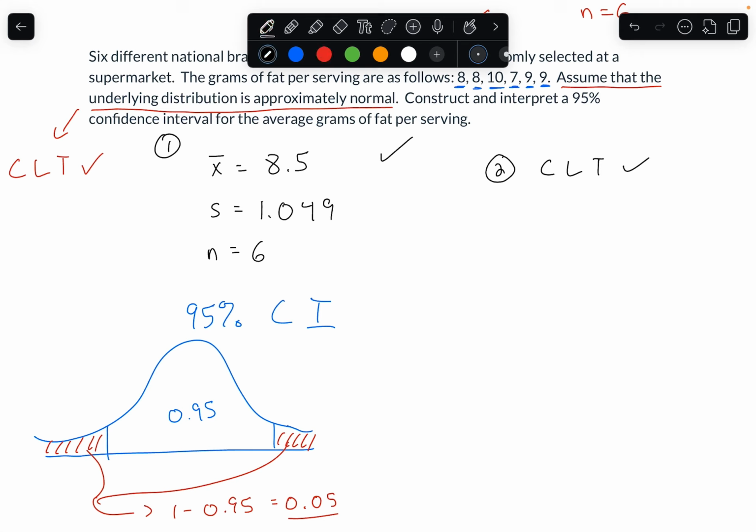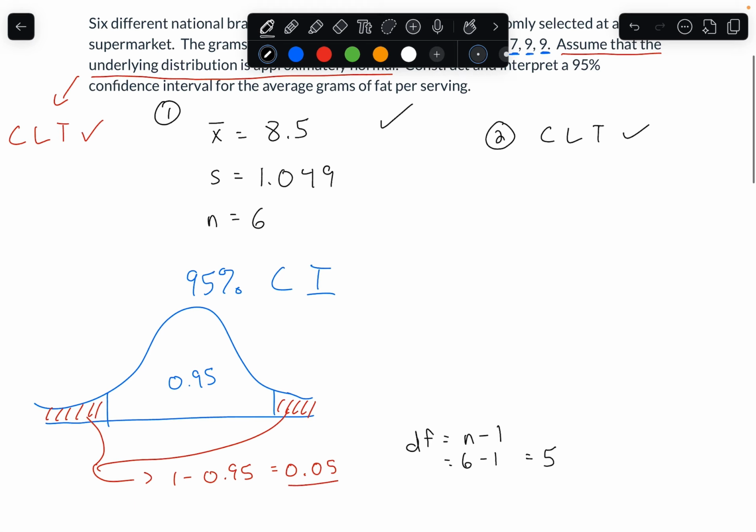One very last thing that I need is my degrees of freedom. So remember also that my degrees of freedom we said are n minus 1. So in this case, 6 minus 1, we end up with 5 right there. So we now need to go and find the T star, because that's what we're after here. My T star is going to be a two-tail area of 0.05 with 5 degrees of freedom.